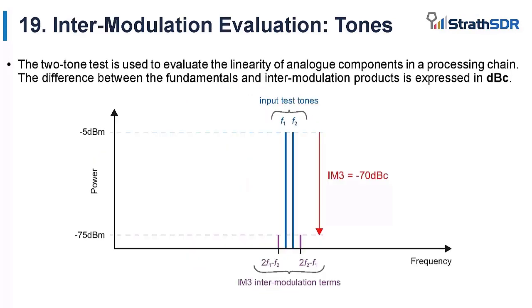Measuring intermodulation in response to 2 test input tones is a common way of evaluating the linearity of components in a processing chain. The difference between the fundamentals and the resulting intermodulation products is expressed in dBc, or decibels with respect to the carrier. In this example, the power of the test tones is -5 dBm, and the measured power in the intermodulation products is -75 dBm, and therefore IM3 is measured as -70 dBc.